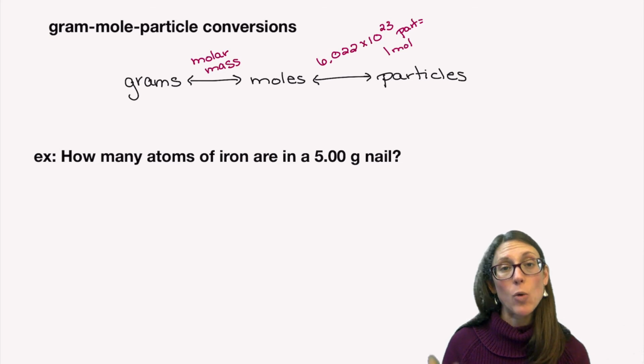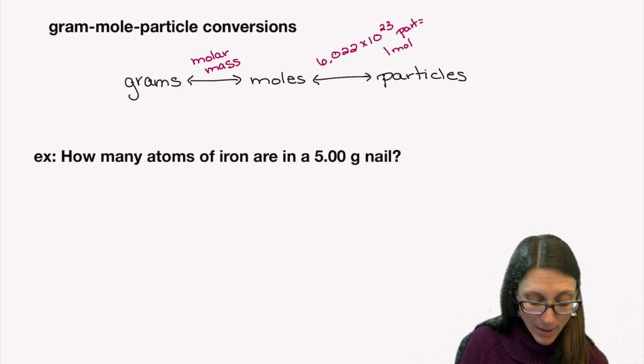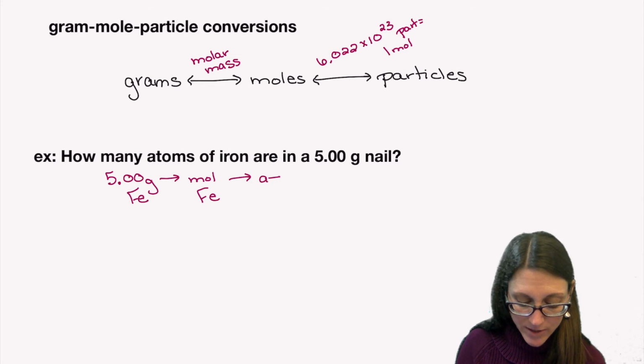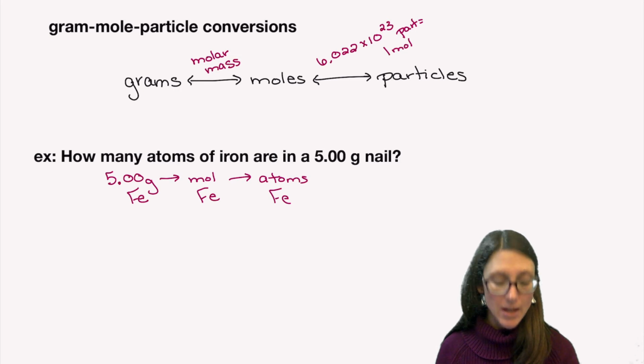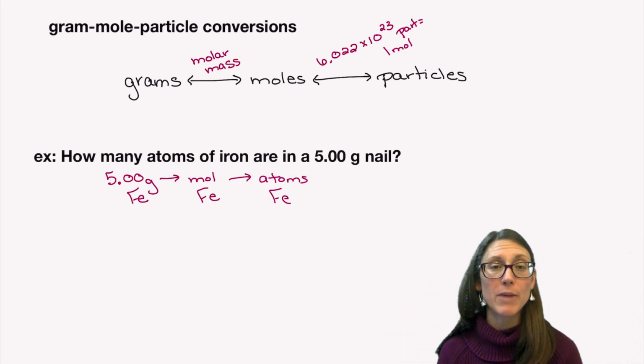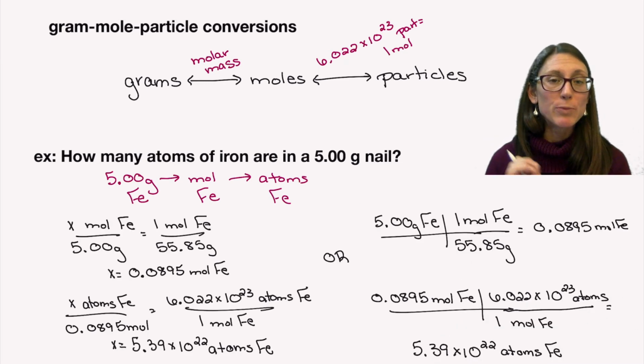Which means if I have a question like I have down below, how many atoms of iron are in a 5-gram nail? My plan is going to be to take 5 grams of the iron, convert this to moles of iron, and then from there I can go to atoms. So atoms of iron are the type of particle that we're looking at. I'm going to set this problem up both in proportions and dimensional analysis, and then we'll come back through and talk it through. On the left, I've set this problem up in proportions, and on the right, I have it set up in dimensional analysis.